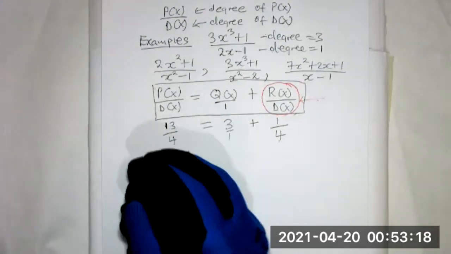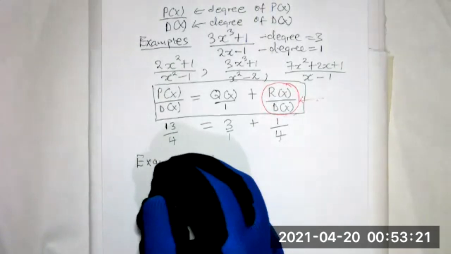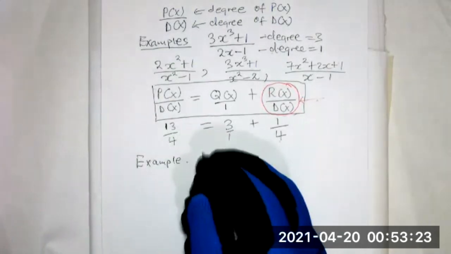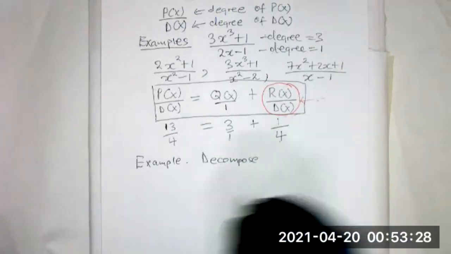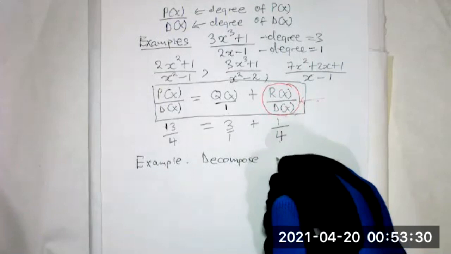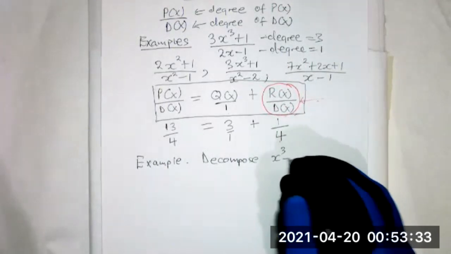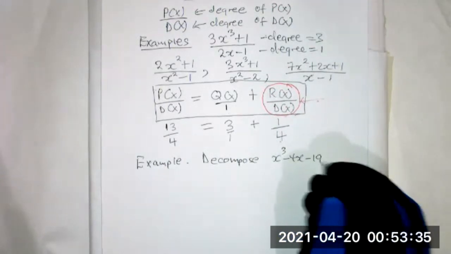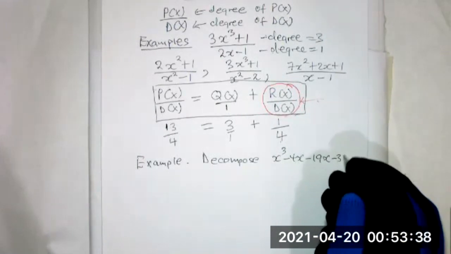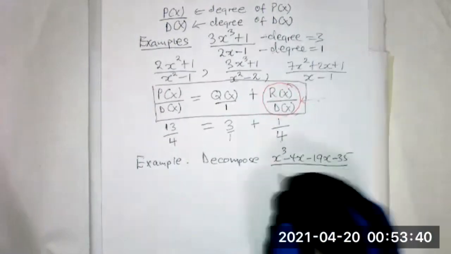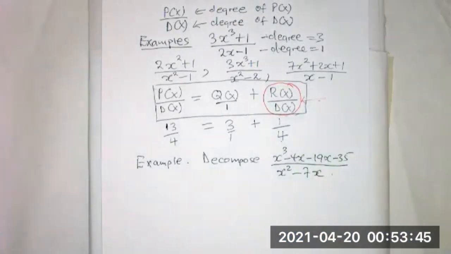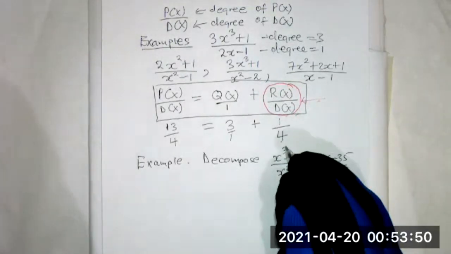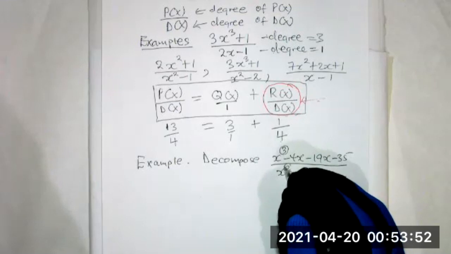So the simple example will be to decompose into partial fractions, decompose x cubed minus 4x minus 19x minus 35 divided by x squared minus 7x. Now, I think you can easily see that the degree of the numerator is higher than the degree of the denominator.